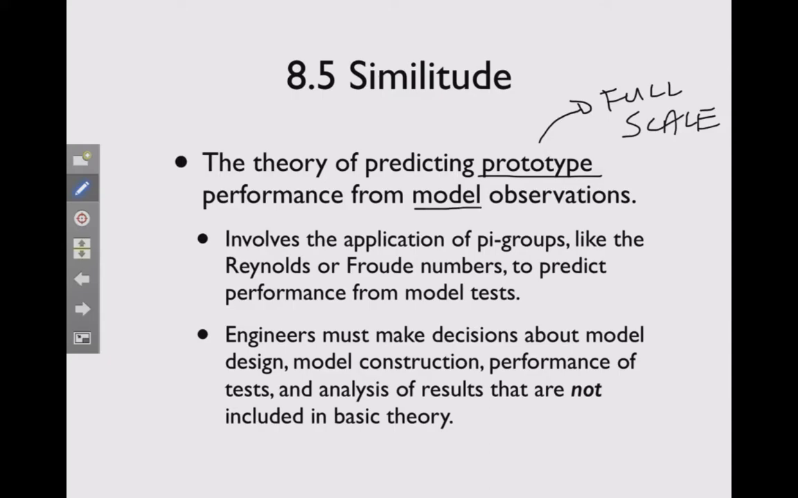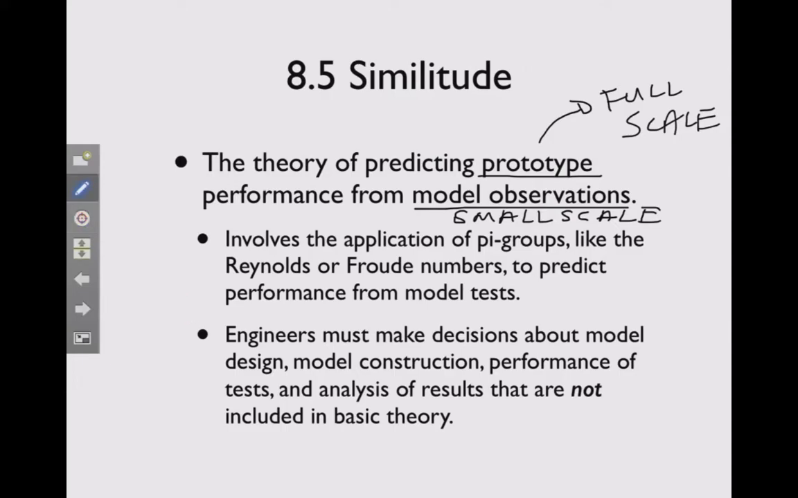A model, on the other hand, is typically at a smaller scale. So this would be a small scale model of a prototype. So when we talk about similitude, we'll be talking about both the prototype and the model. And so this particular branch of engineering involves the application of pi groups, in particular like the Reynolds number and the Froude numbers, to predict the performance from model tests.